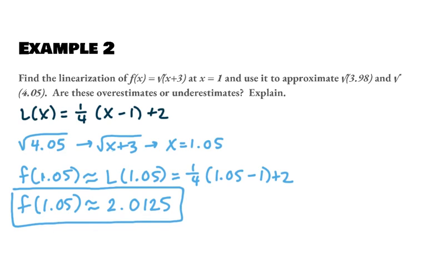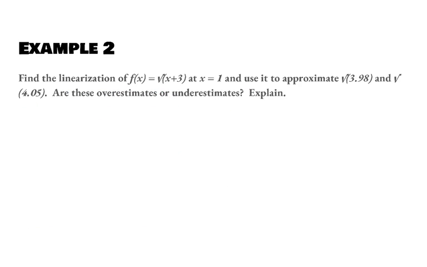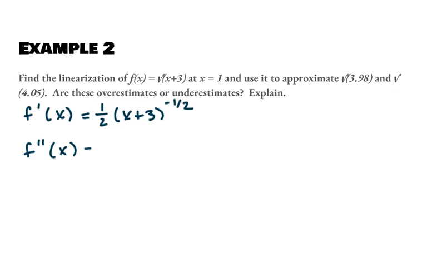All right, so the last thing we're going to do on this one is answer that ever popular question of if it's an overestimate or underestimate. And to do this, we're going to have to find the second derivative. So just as a reminder, we already found the first derivative, which was 1/2 times x plus 3 to the negative 1/2. And so now I'm simply going to find the second derivative, which would become negative 1/4 times x plus 3 to the negative 3/2. And remember, this negative simply means we end up with a denominator.